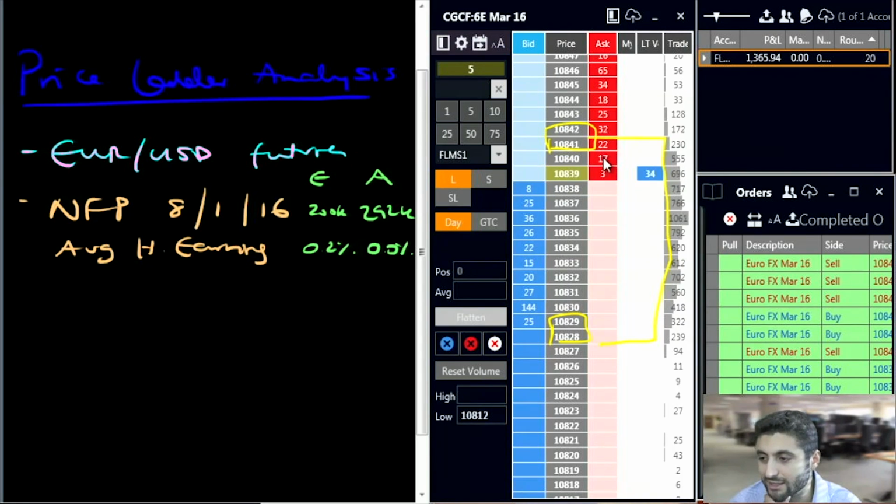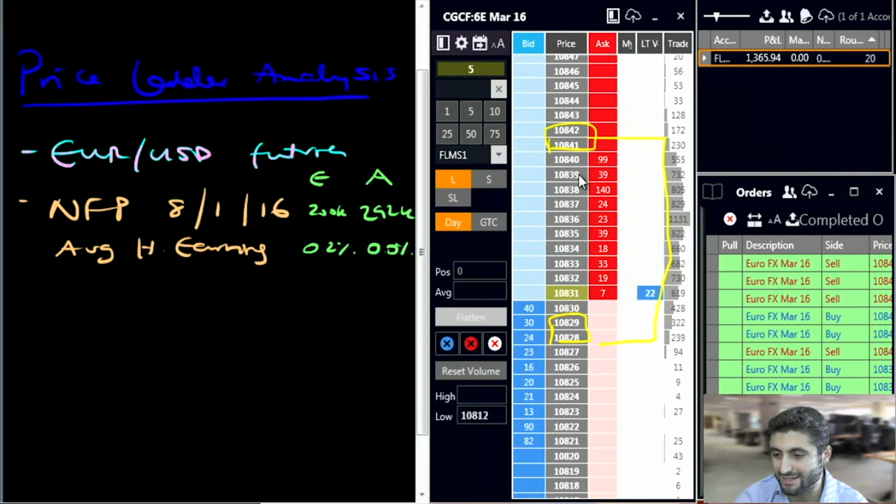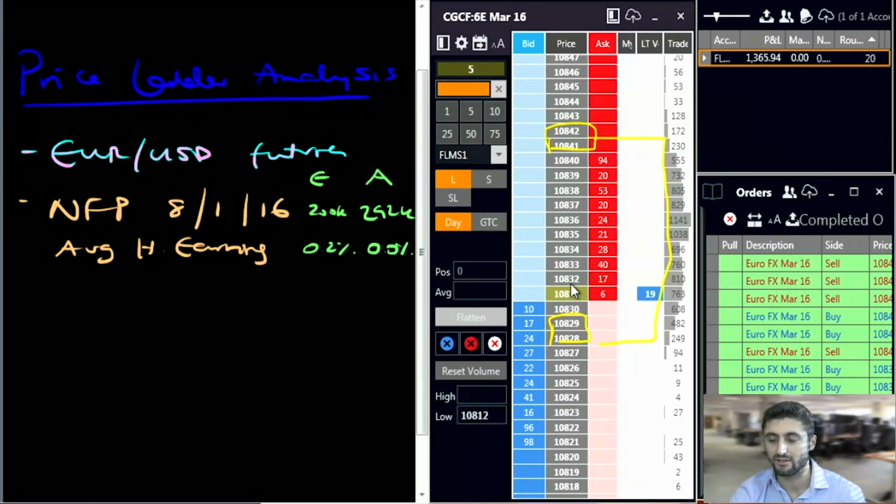It seems like we're finding a little bit of a ceiling up here at the 40s, 41s. We might want to look for a short, but on the same token, watch out, guys, because average hourly earnings are more important at the minute than the actual NFP figure, because you need average hourly earnings to grow in order to get real inflation. So at the minute, we're trading around the 32 mark.